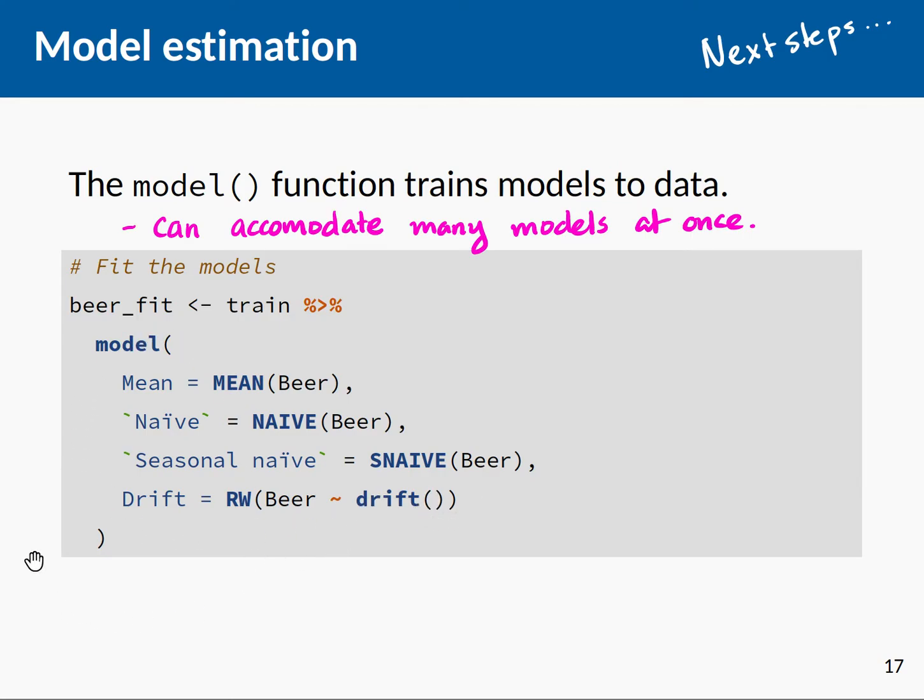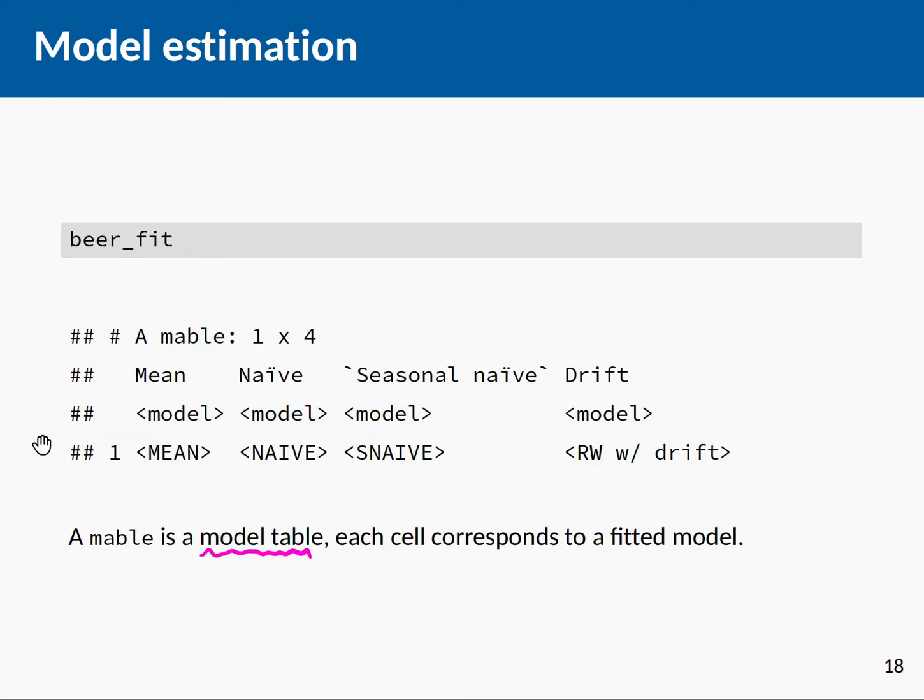Okay, so you're going to close the brackets out, and what you are going to get is, when you type in beer_fit, a mable. A mable is a model table where each cell corresponds to a fitted model. So what we have here is saying that the mable has 1 row and 4 columns, and the 4 columns correspond to the 4 different types of models that we have estimated. So mean, naive, seasonal naive, and the drift model. And you can see the description here as well. Now let's see what it gives us.